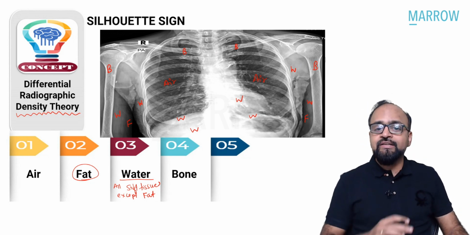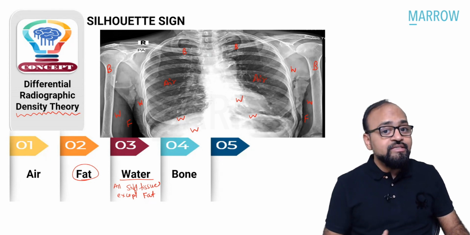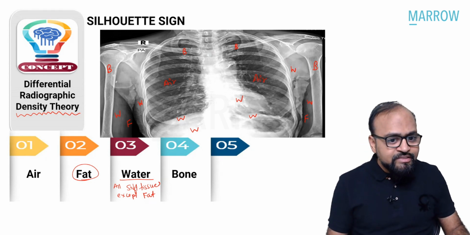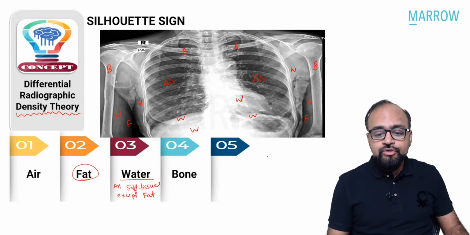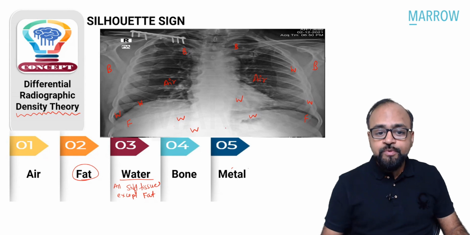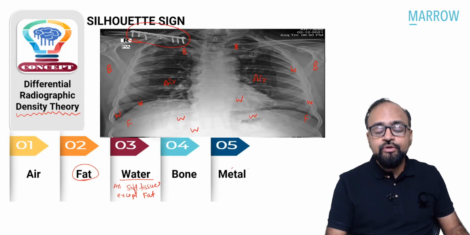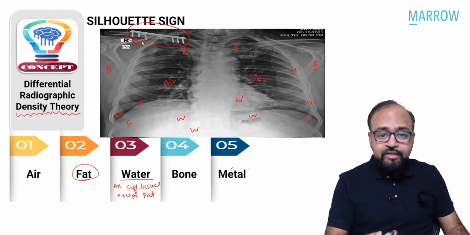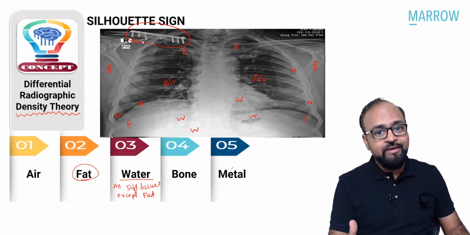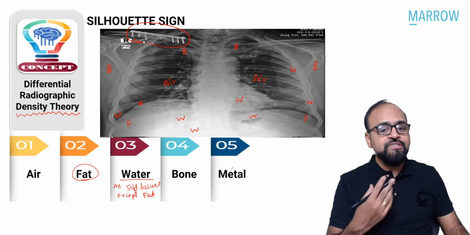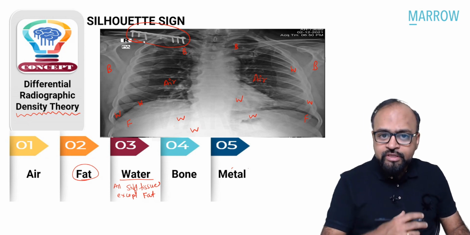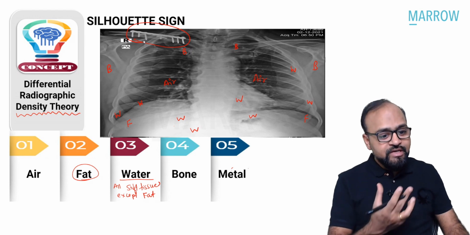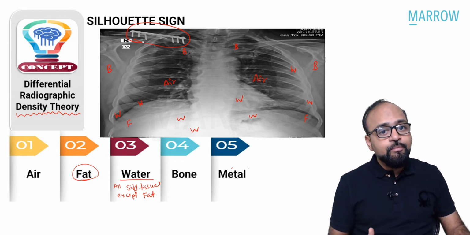Another density that this theory states can be identified separately is the metal density. Where is the metal density here? If you look at this particular radiograph, this implant or fixation plate within the clavicle is a metallic plate. Can you see how dense and separately identifiable it is from the adjacent bone itself? So the differential radiographic density theory tells us that these are the 5 tissue densities that can be identified separately from one another.